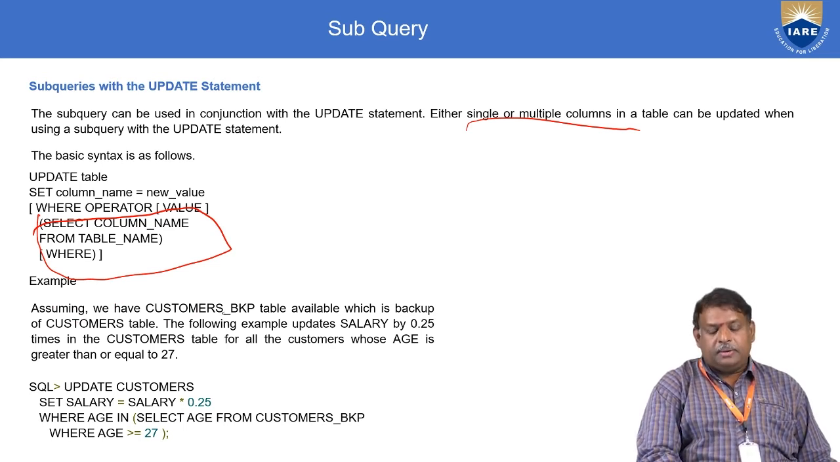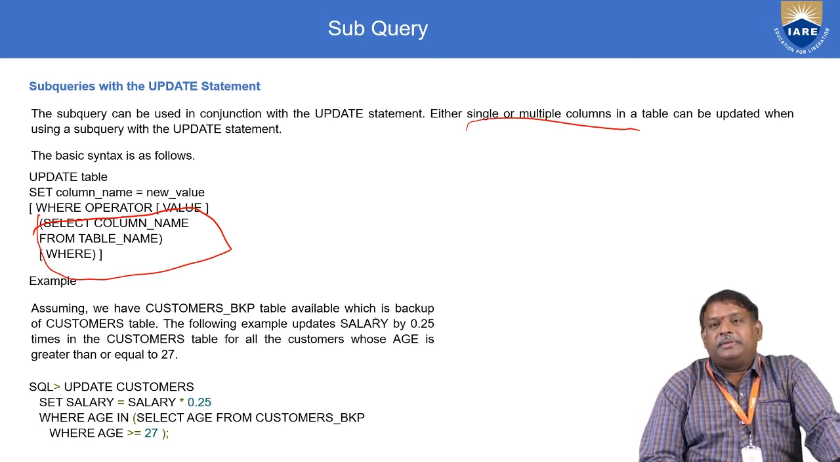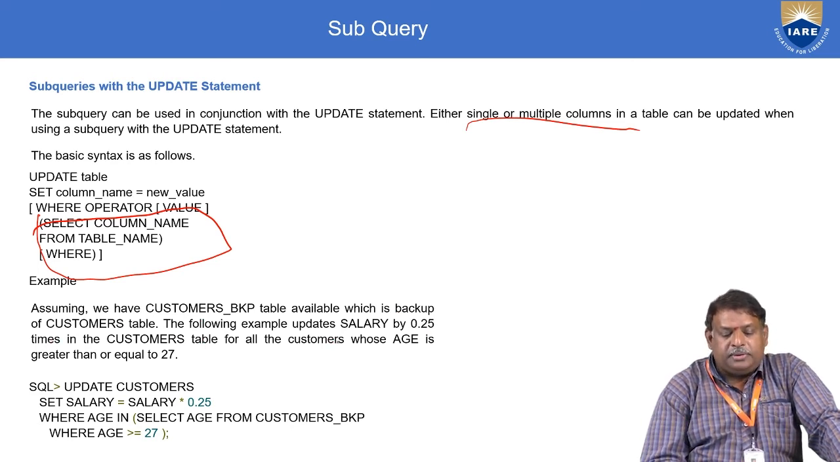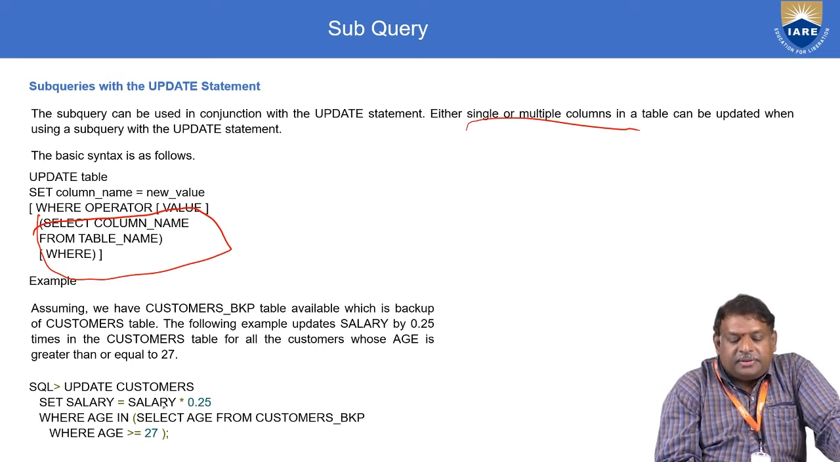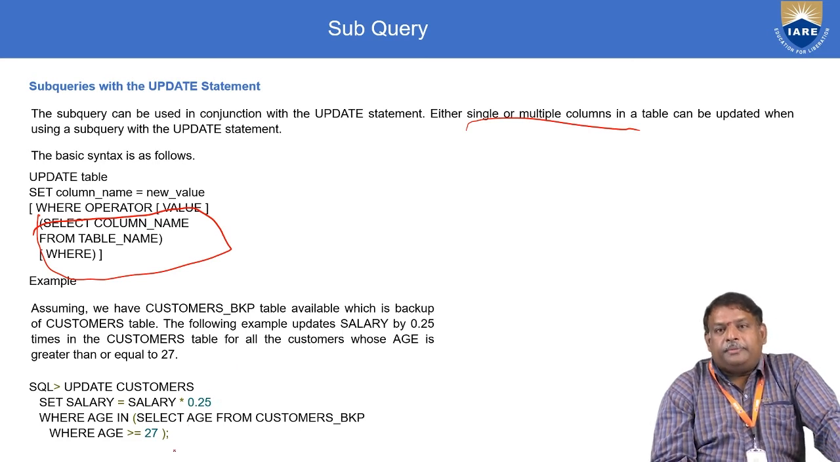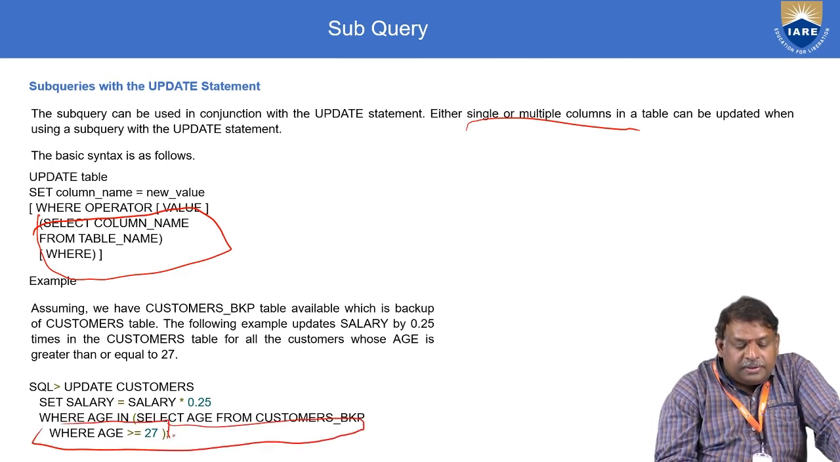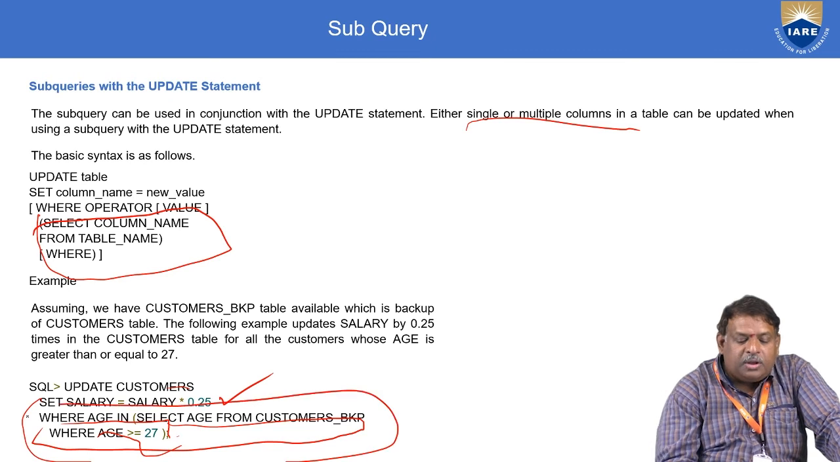Assuming we have a customer backup table available, which is a backup of the customer table. The following example updates salary by 2.5 times in the customer table for all the customers whose age is greater than or equal to 27. Update customer set salary is equal to salary into 0.25, where age in select age from customer where age is greater than 27. So this will return the age. This age you are updating with 0.25. So using the subquery, you can update the customer.